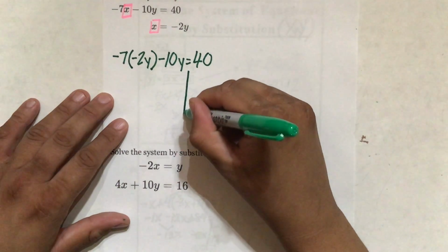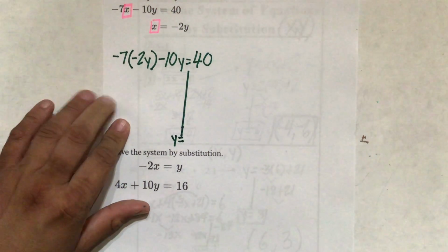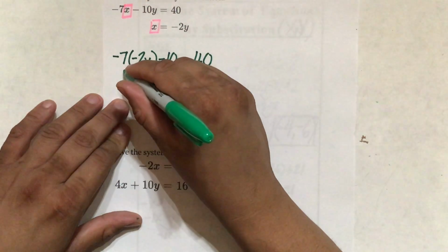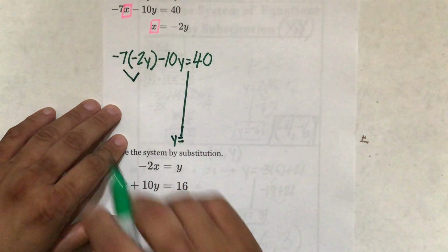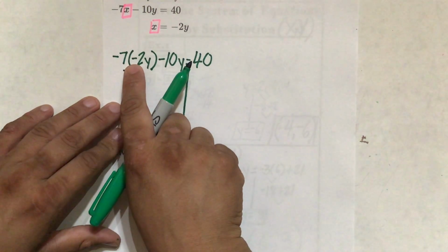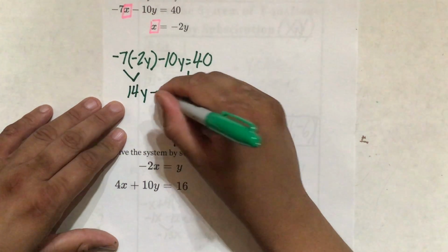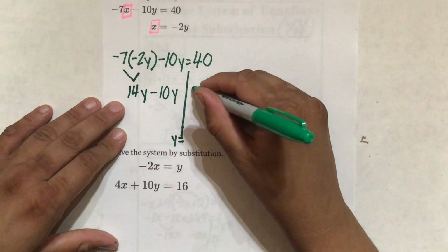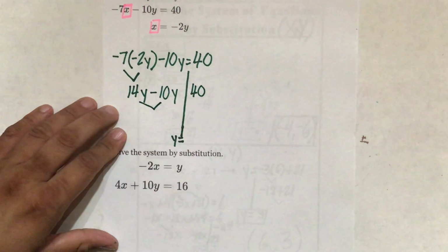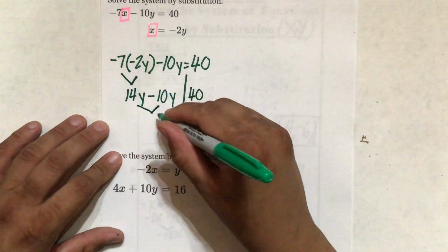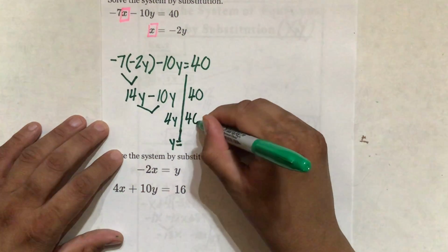So I draw my line of separation here. My goal is to solve for y. So I have negative 7 times negative 2y. Negative times negative is positive. 7 times 2 is 14, positive 14y. And I bring down my negative 10y, and I bring down my 40. Well, these two are both y's. They're both like terms, so I can combine them. So 14 minus 10 is 4. So I'm going to write it over here on this side, 4y, and I bring down my 40.